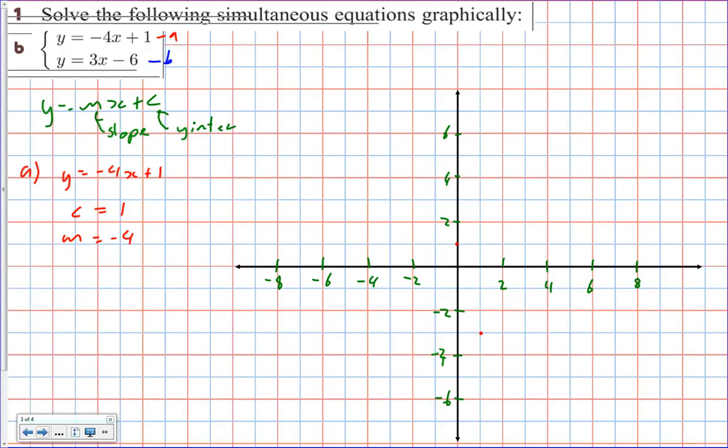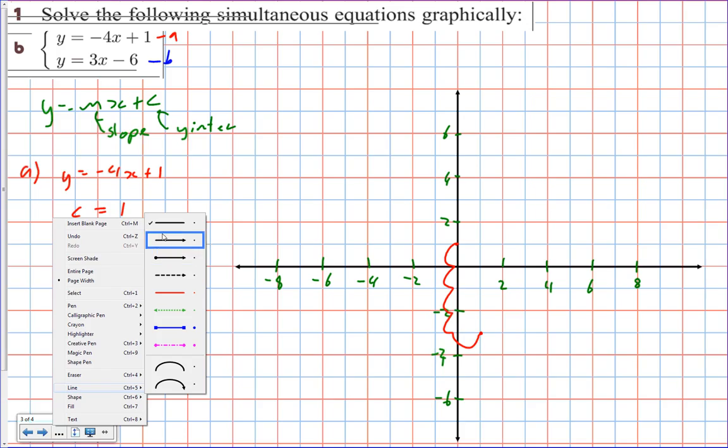So drawing our first one on, c equals 1, so we're going to put that point there at 1. Slope is negative 4, so this time I'm going to go down 4: 1, 2, 3, 4, and I'm going to go across 1. So there we go, there's my dot just there. So that one's drawn in. Now we're going to draw our line.